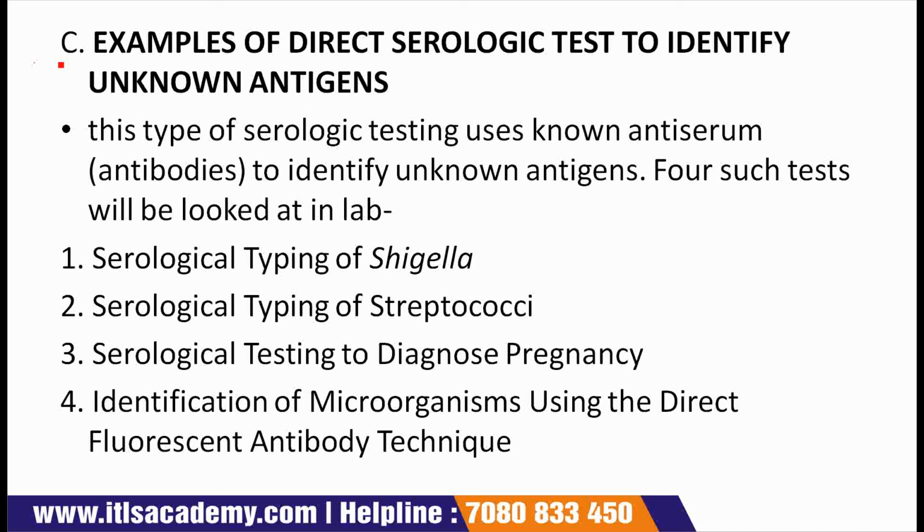Next one is examples of direct serologic tests to identify unknown antigens. This type of serologic testing uses known antiserum or antibodies to identify unknown antigens. Four such tests will be looked at in lab.